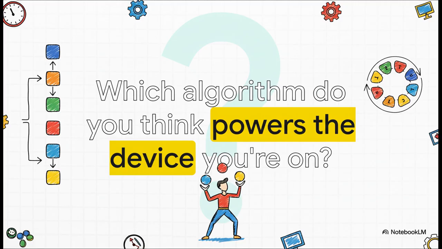Which makes you wonder, given the need for both responsiveness and fairness, which combination of these strategies do you think is running on your phone or your computer right this very second?